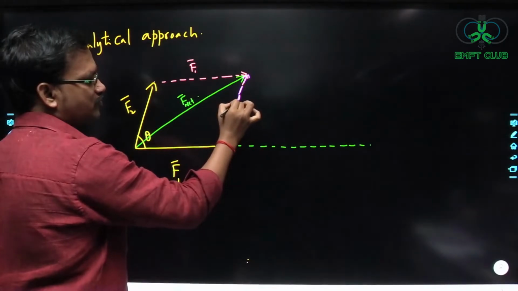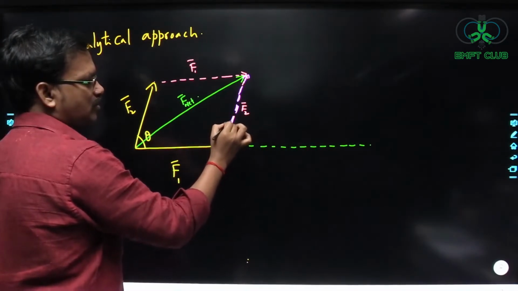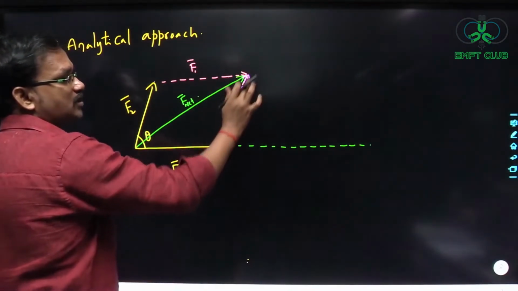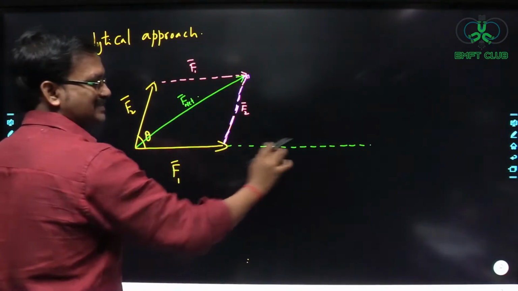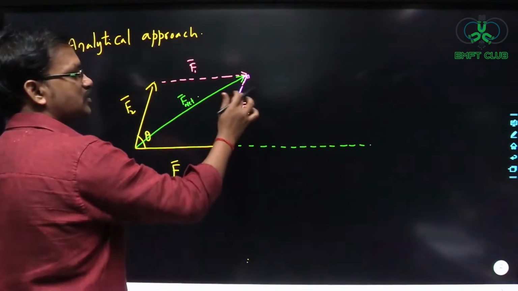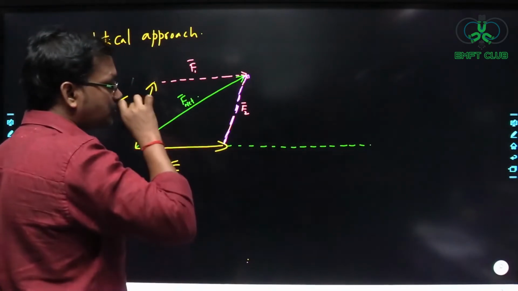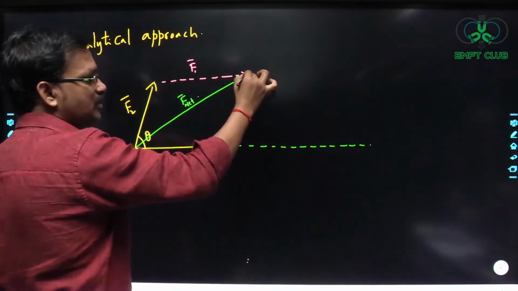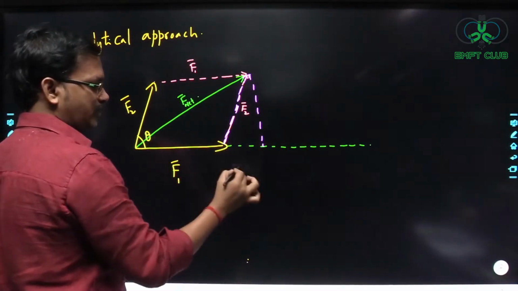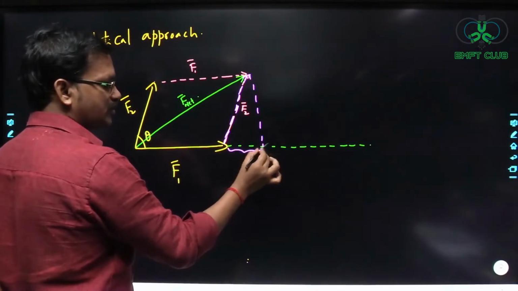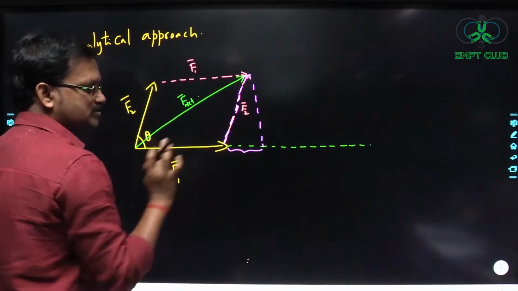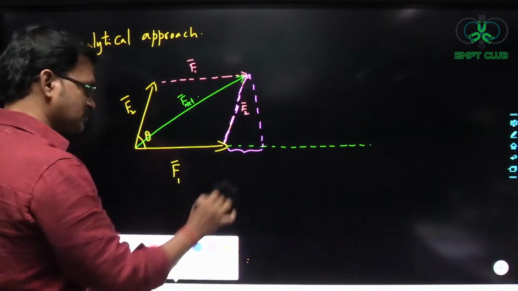this is F2 bar here. I want to determine the component of F2 bar along this line. So how can I determine the component here? In order to determine the component of F2 bar along this line, what you have to do is just drop your normal from the head of F2 bar onto this line. Then the distance from here to here will give you the component of F2 bar along this line. Right.